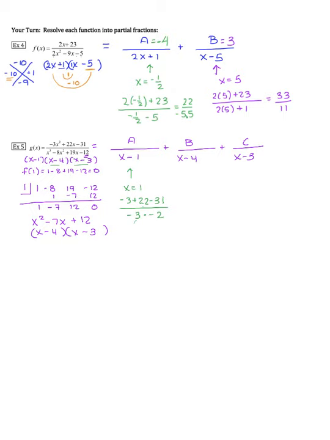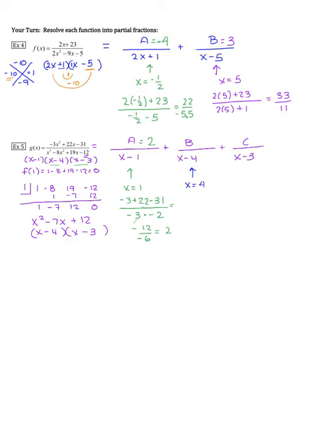Oh, no, I entered something wrong. Oh, poo. Don't you hate it when you enter something wrong on your calculator? All right, so that's a negative 12 over a negative 6. So I know that A is going to be 2. All right, now I'm going to do this one. So I'm going to let x equal 4.